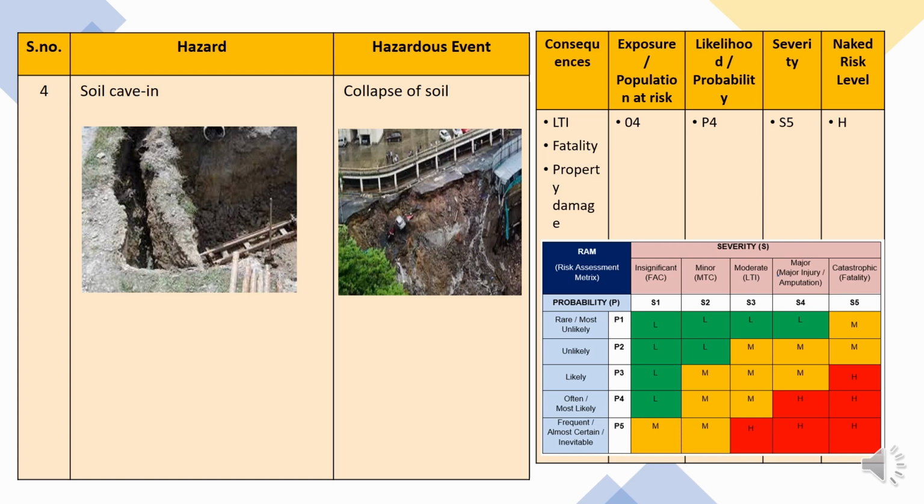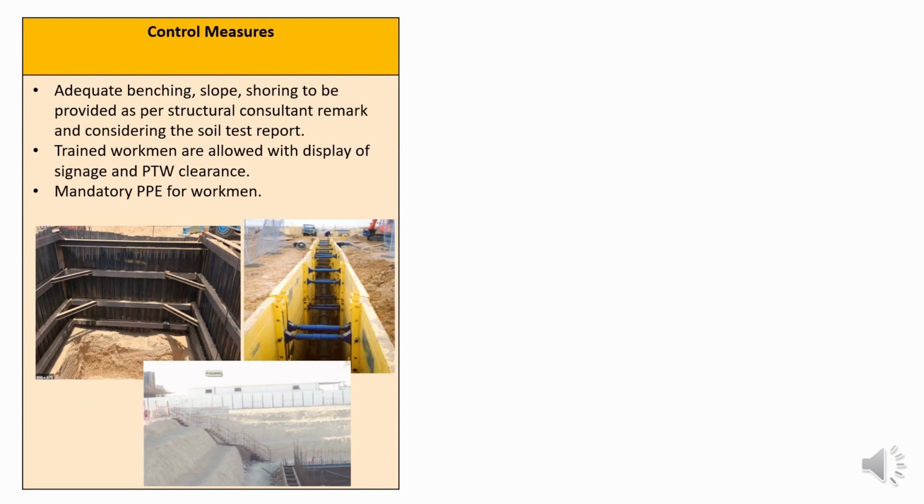So this naked risk level gives us the letter H, which is a high level risk. Now we need to reduce this high level risk to a medium or low level using control measures. Let's apply the control measures in this case. First, adequate benching or slope shoring to be provided as per structural consultant remark and as per IS code reference 3764. In the images below you can see the sheet piling is done, and trained workmen are allowed with display of signages and PTW clearances, which is an administrative control, and the least effective control is mandatory PPEs to the workmen.